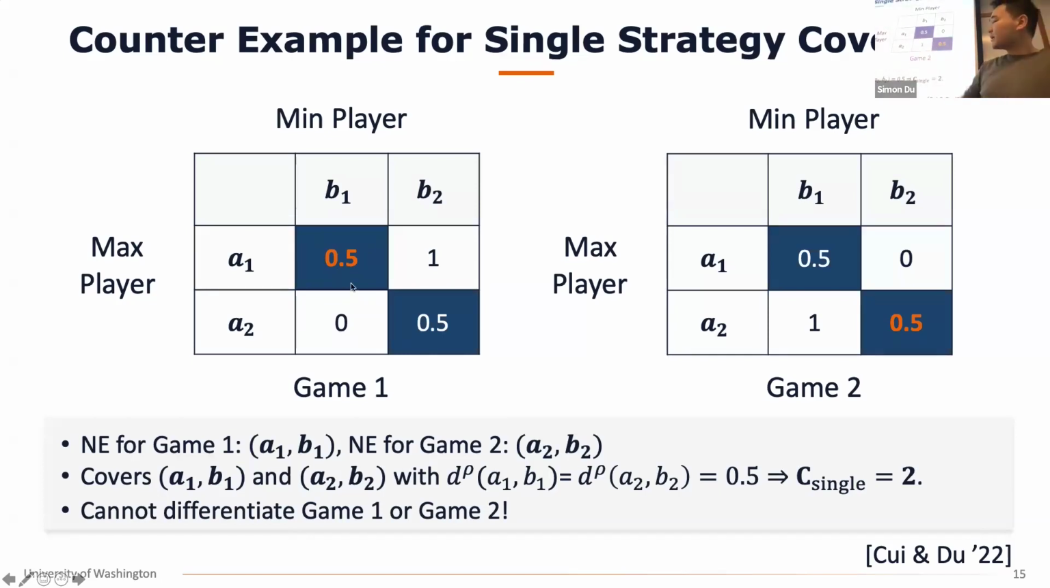Given that the max player chooses A1, there's no incentive for a mean player to choose B2, because it tries to minimize reward. So A1, B1 is actually a Nash equilibrium. On the other hand, for game 2, you can do some calculations and show that A2, B2 is actually the Nash equilibrium, because there is no incentive for any of them to change their action.